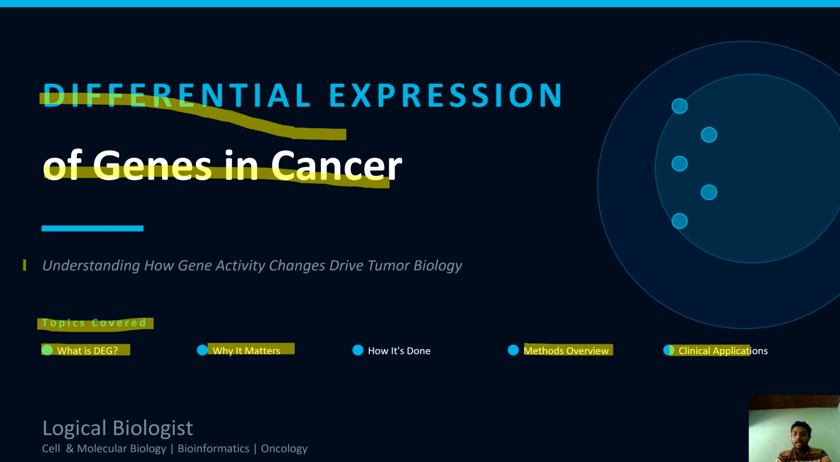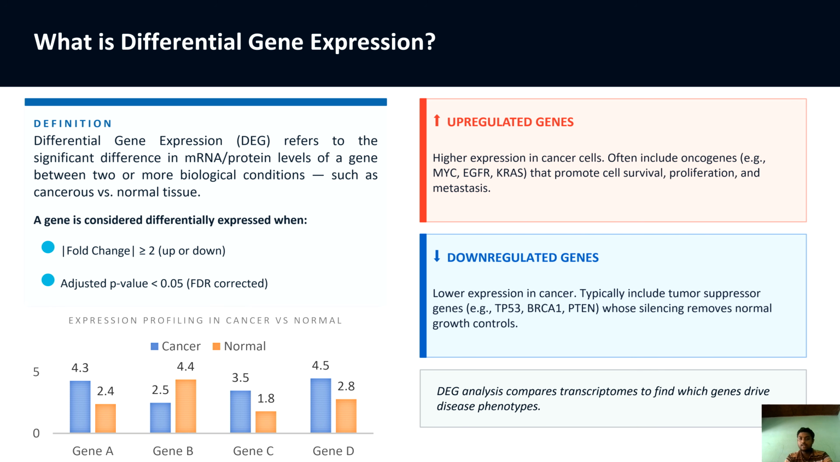Coming to the next slide, the differential gene expression definition is given. Differential gene expression refers to significant gene differences. Significant difference means it should be mathematically and logically correct, meaning statistically correct. It is a significant difference in mRNA or protein levels of a gene between two or more logical conditions, such as cancerous versus normal tissue.